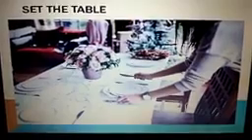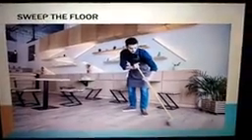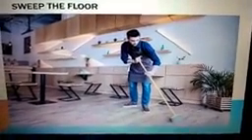Next one. Let's look at the picture. What is the woman doing? She is setting the table. Final picture. What is this man doing? He is sweeping the floor.